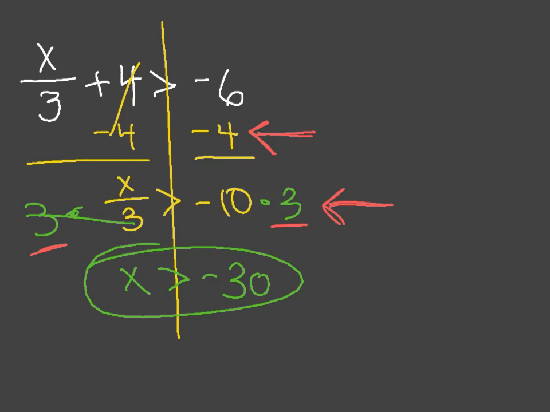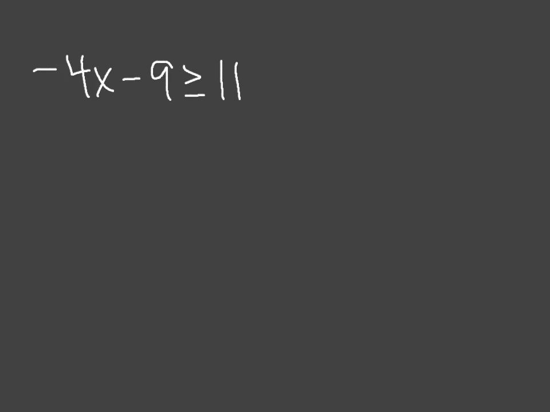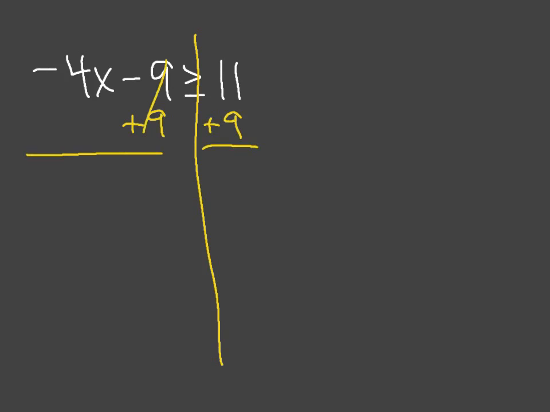Let's look at another example. Negative 4x minus 9 is greater than or equal to 11. So again, solve like a normal equation. I'm going to add 9 to each side. Negative 4x, and then I have 20. And now I need to ask myself, is my symbol going to stay the same or change? Well, what step did I just complete? My symbol's only going to change if I multiply or divide by something negative, which I didn't. I added 9. So my symbol's going to stay the same.